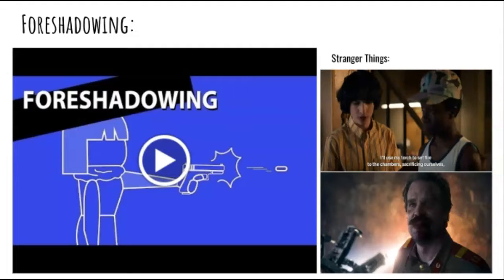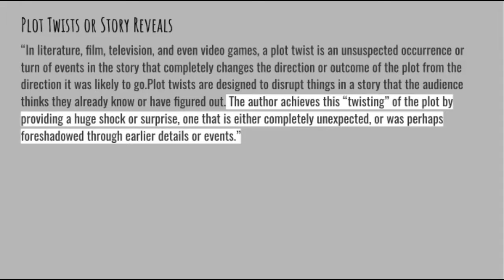And that leads me to our last element, plot twists or story reveals. In literature, film, television, and even video games, a plot twist is an unsuspected occurrence or turn of events in the story that completely changes the direction or outcome of the plot from the direction it was likely to go. Plot twists are designed to disrupt things in a story that the audience thinks they already know or have figured out. The author achieves this twisting of the plot by providing a huge shock or surprise, one that is either completely unexpected or was perhaps foreshadowed through earlier details or events.